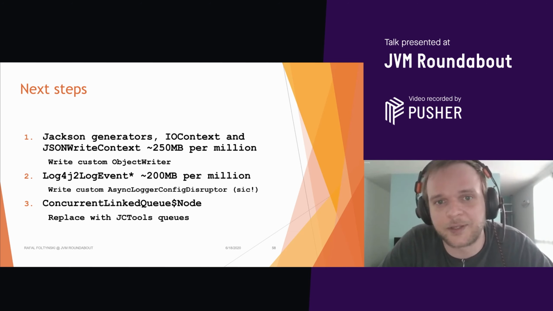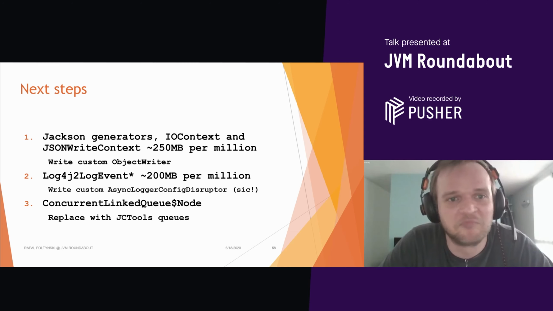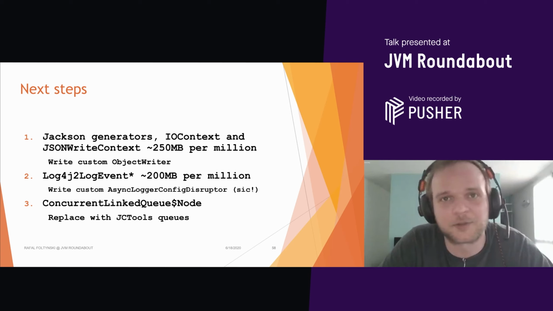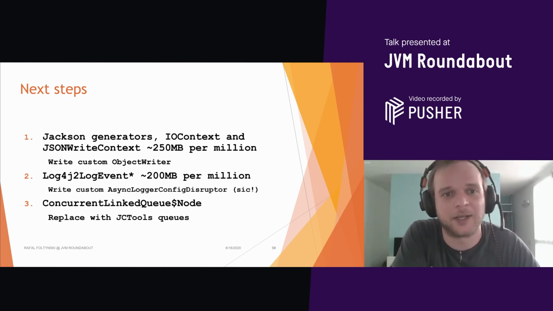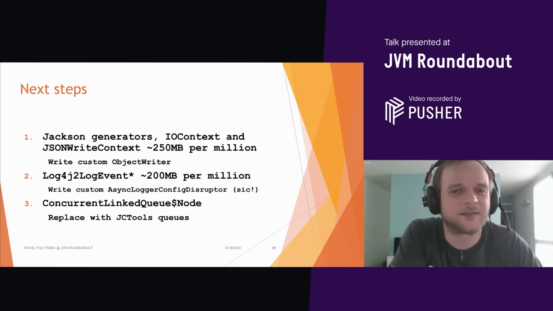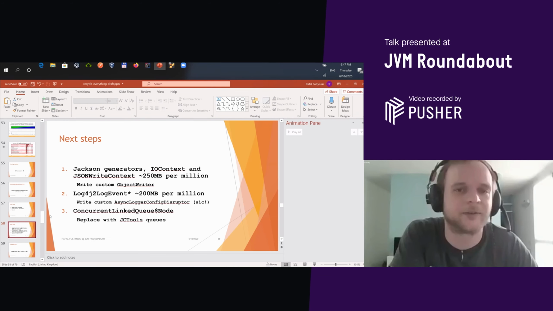Also, Log4j2 events were consuming over 200 megabytes per million. So let's just introduce the pool into a logger disruptor config, because why not? Unfortunately, the architecture of the default async logger config disruptor does not allow any sensible extensions. So basically, what I had to do was just copy the whole class, and there was not a lot of stuff I could do with that. And I'm not even sure about releasing this piece because it's still quite unstable at a very high rate of logs. It's just a bit unstable.